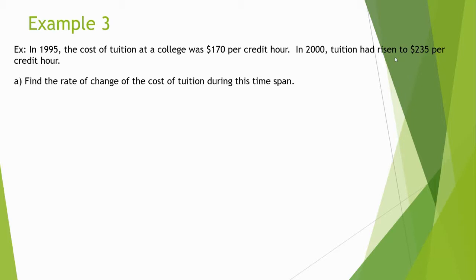We'll notice really from the problem that our input, or I guess our independent variable here, would be time, where 1995 is the starting year. Okay, so that's what our input would be. And our output, our dependent variable, would be tuition cost. You know, it's depending on time. In this year, the cost was this. In that year, the cost was that.